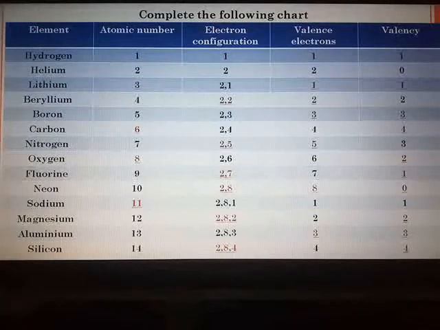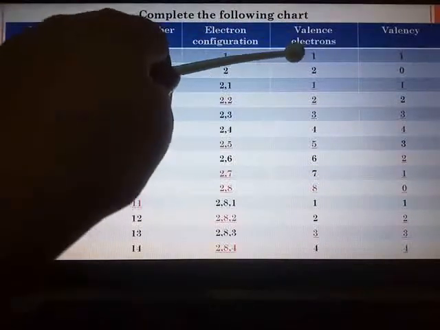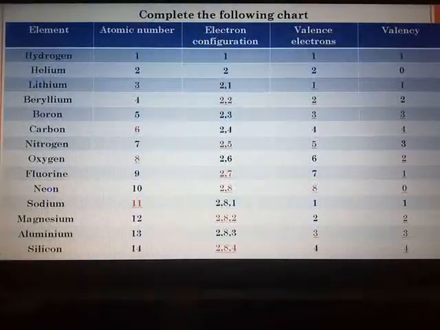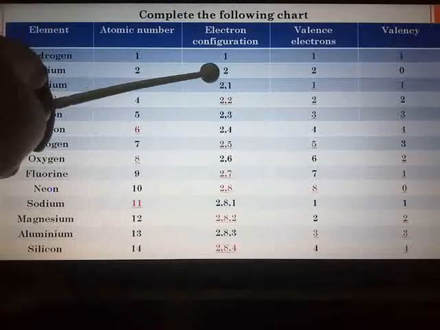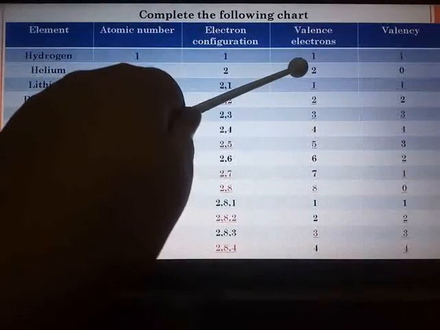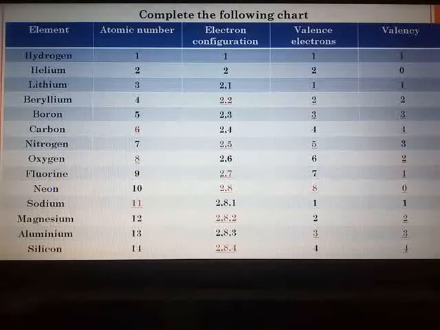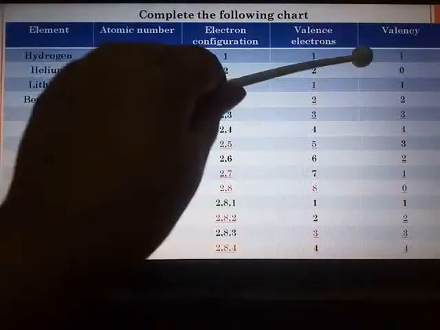Now always and always the comma should separate the two numbers, otherwise your electronic configuration will turn out to be wrong. Now as I have told you, the electrons which are present in the last shell are known as the valence electrons. So see the last shell, here it is 1, so valence electron is 1, so automatically valency is also 1. Helium 2, so in the valence electrons, only 1 shell and 2 electrons are present, so valence electrons are 2. Now in the first shell 2 electrons are present and the capacity of the first shell is 2 electrons, so valency is 0.